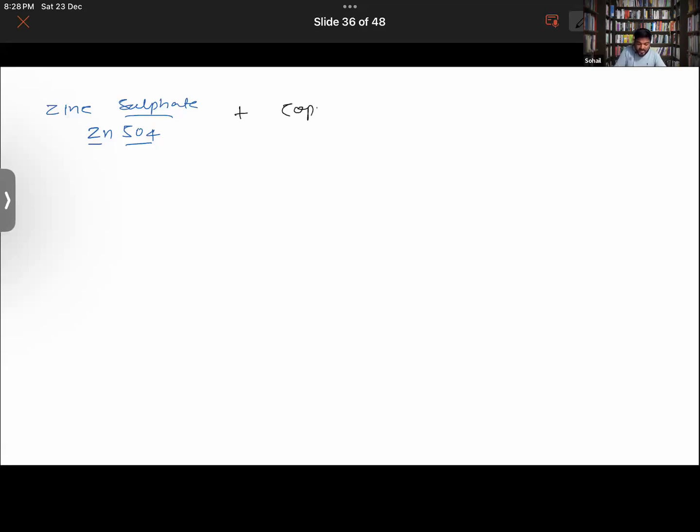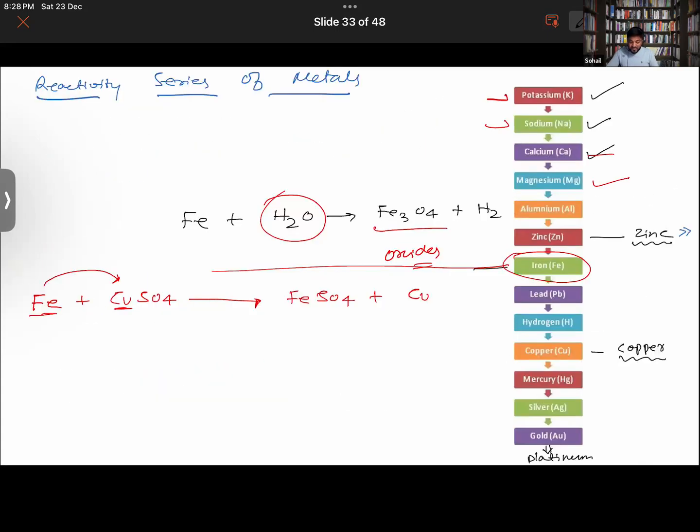What if I try to react it with copper? Will the displacement take place? First of all, have a look at this. Where are the zinc and copper lying here? The copper does not displace zinc sulfate. Why is it so? Since zinc is more reactive than copper, or copper is less reactive than zinc. So that is the thing.